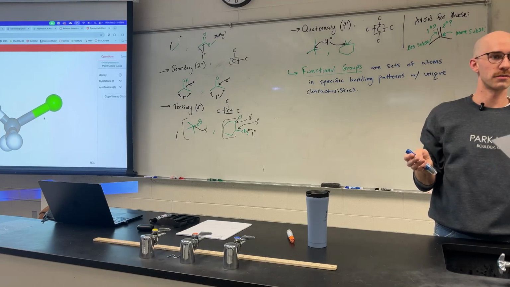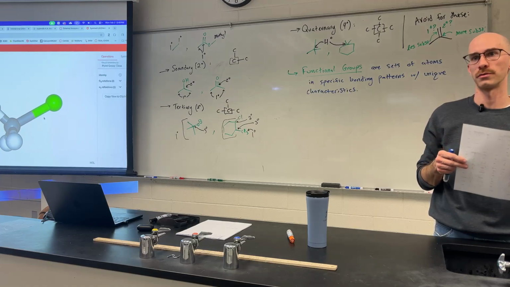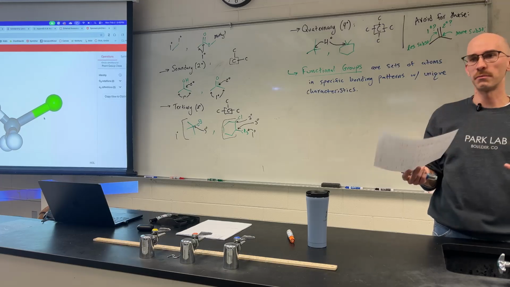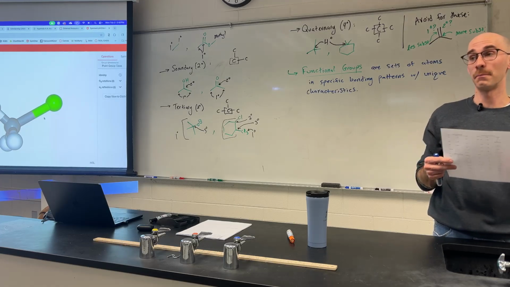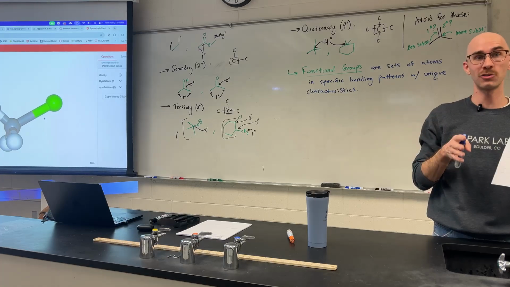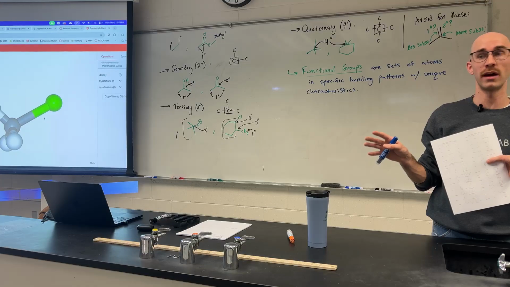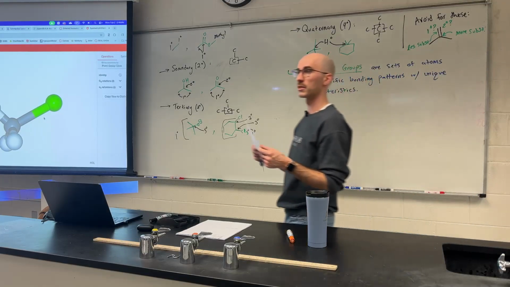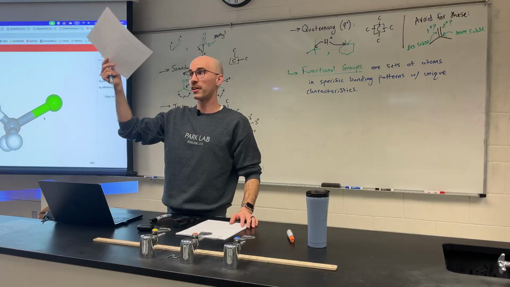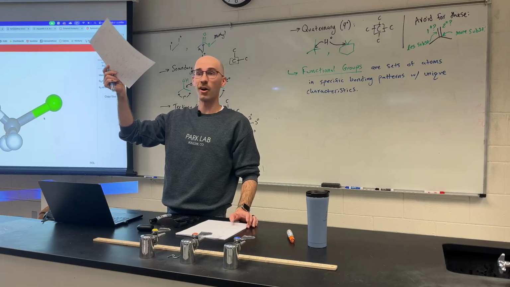True or false, any given molecule has only one functional group. Definitely false. Which is why in biology we refer to things like amino acids, which have at least an amine group and a carboxylic acid. Always those two, and oftentimes many other functional groups. This is not an exhaustive list of functional groups. This is a lot, but it's not all of them.